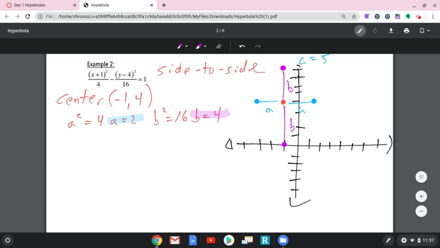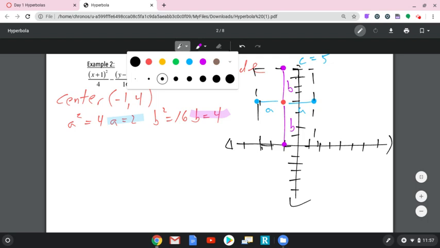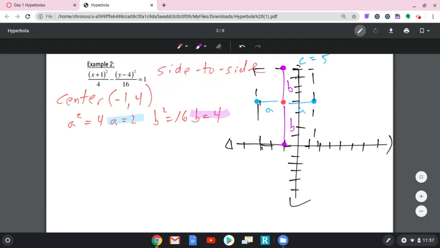Make your box now. You can make that box, guys. Make a box. It's vertical and horizontal lines that go through your points. All right. Now, once you make the box, we can graph the asymptotes. The asymptotes are the diagonals that connect the vertices of the box and go through your center.